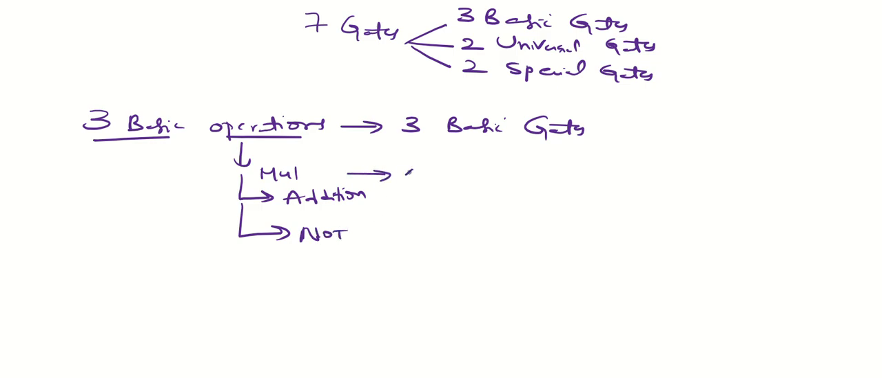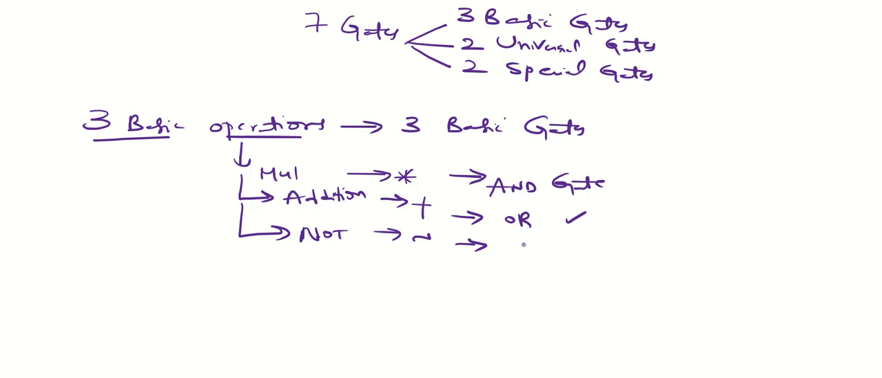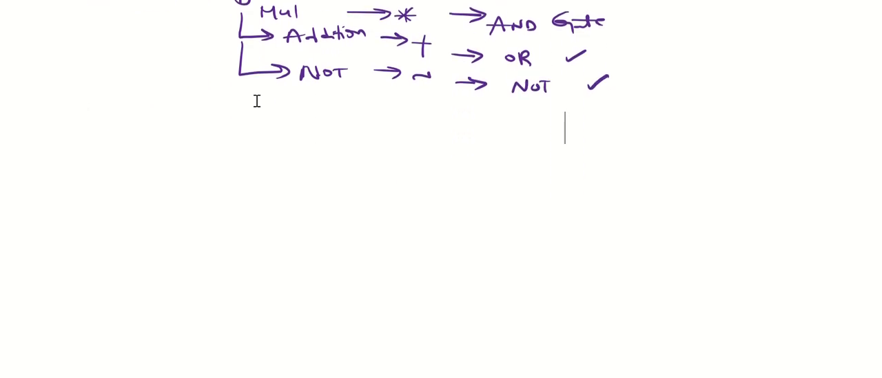Multiplication is the same as multiplication in real life and in mathematics. Addition is the same as the normal addition process. The next one is complement. For making the multiplication logic, we require one gate, which is called the AND gate. To get the addition logic, we require one gate, which is called the OR gate. To get the complement, we require one gate, which is called the NOT gate. Okay, fine.